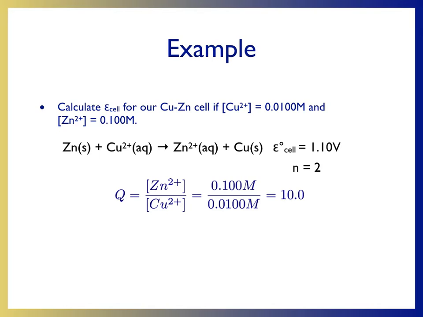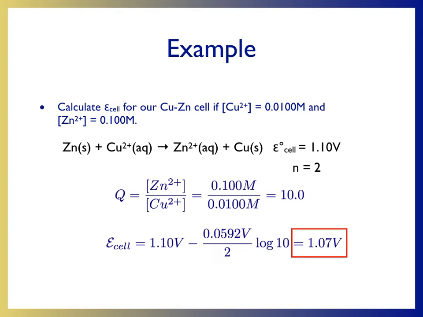We are now ready to substitute this all into our Nernst equation. We substitute our standard E cell as 1.10 volts, moles of electrons transferred as 2, and Q equal to 10. This gives us a final cell voltage of 1.07 volts. This means that under these conditions, the cell potential is lower than it is for the standard cell.